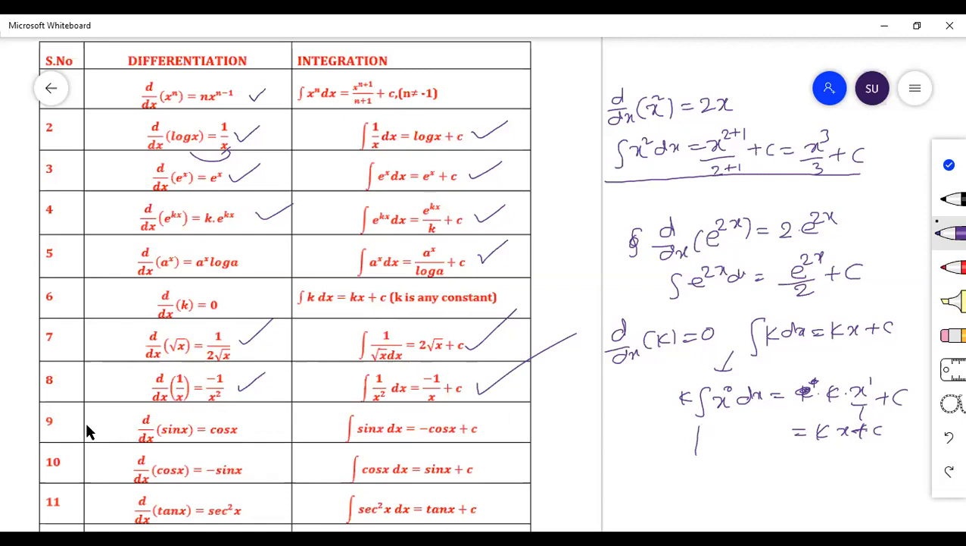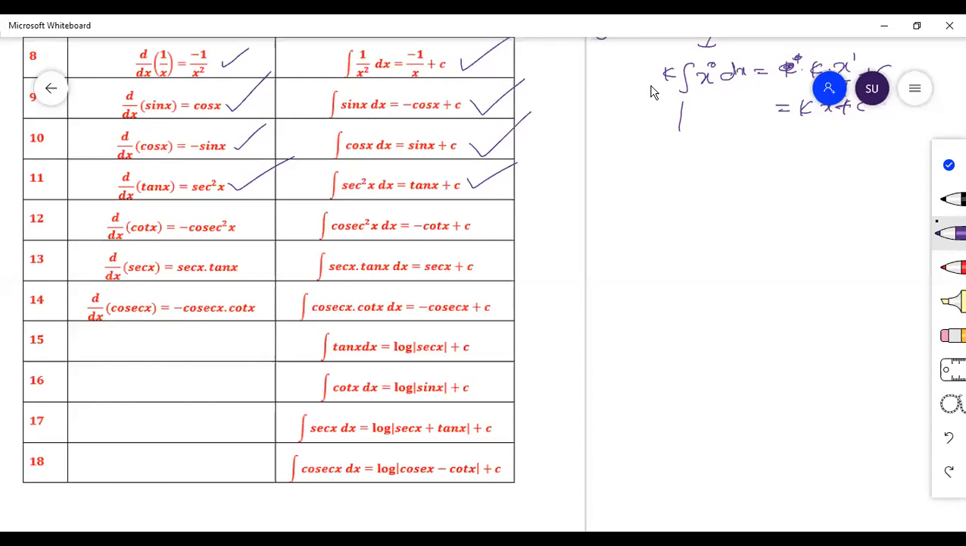Yes. Now, it's time for the trigonometry formulas. d by dx of sin x is cos x. Integral of sin x is minus cos x. d by dx of cos x is minus sin x. Integral cos x is sin x. Now d by dx of tan x is secant square x. Integral of secant square x is tan x. Now d by dx of cot x is minus cosecant square x. Integral of cosecant square, if this term comes to this side, that is the integral. Integral cosecant square x will be minus cot x plus c.